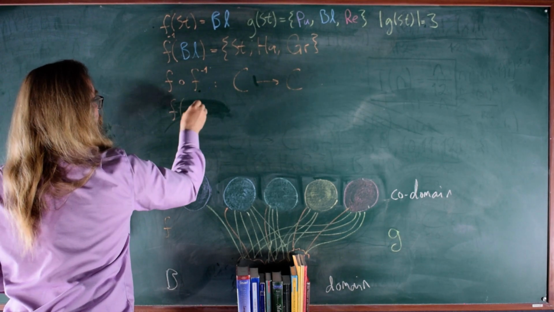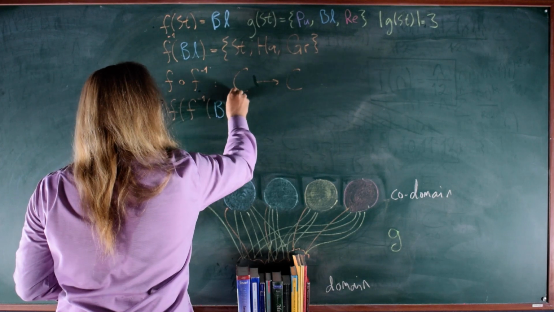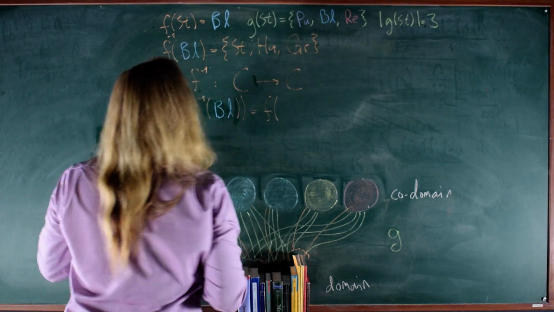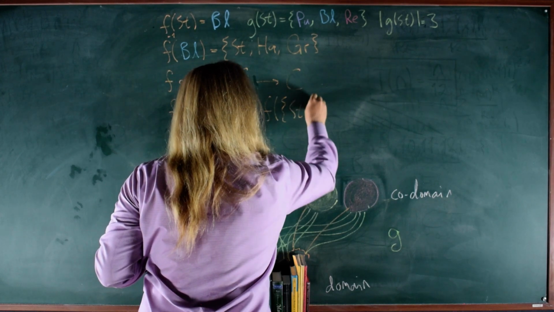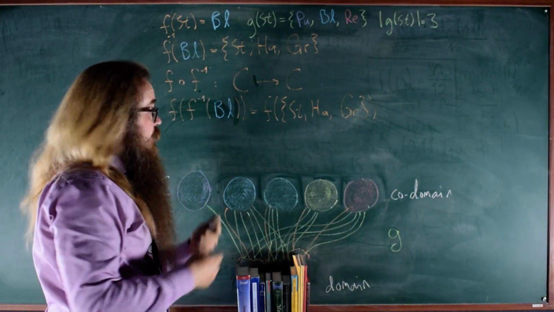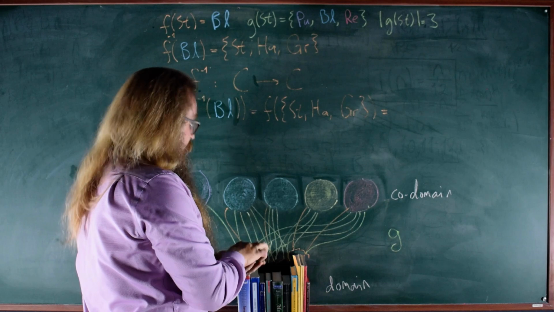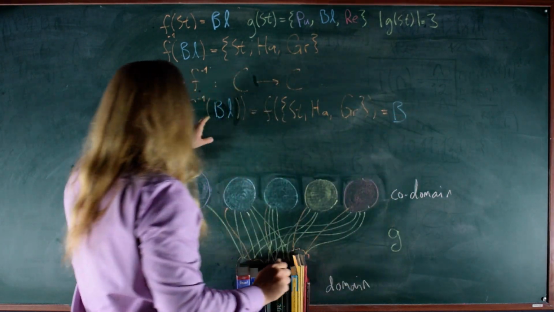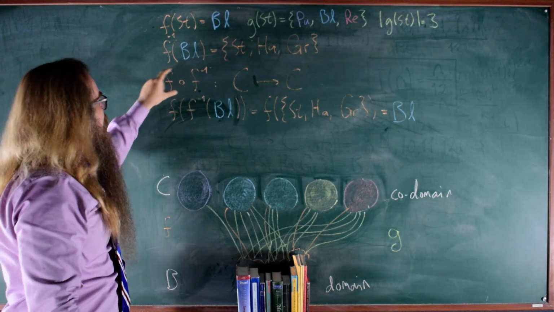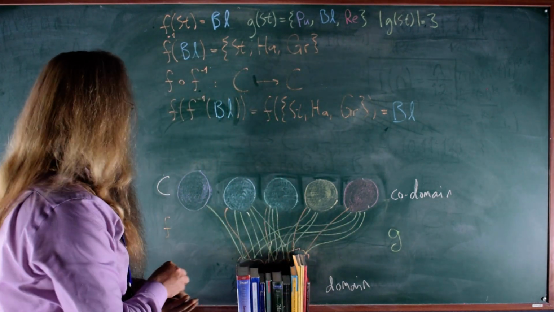So f of the inverse of blue, for example, it's going to be f of this set here, Stewart, Hatcher, Griffiths. And when I take a function on a set like this, I just take it on each individual element. And what I get here is the color of these 3 books, but the color of these 3 books is exactly blue. So I started with blue, and I ended with blue. And that is the relationship between the function and inverse. If we use them on each other, then we get back what we started with. All right.